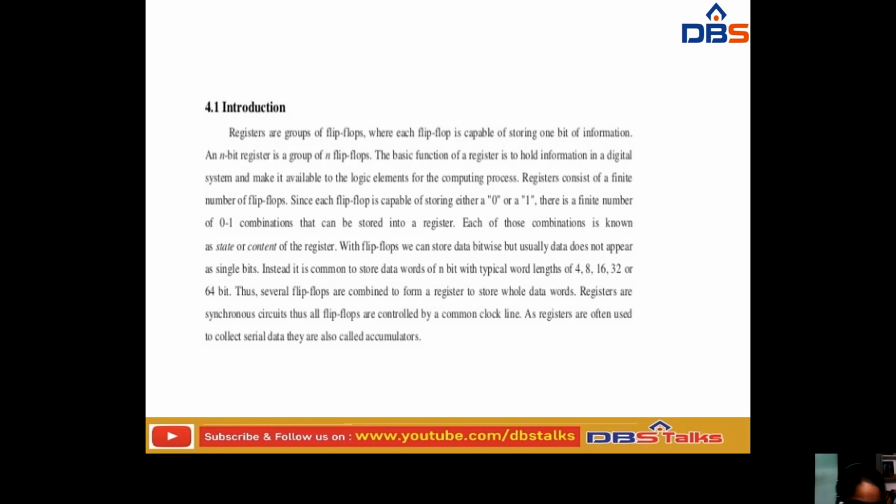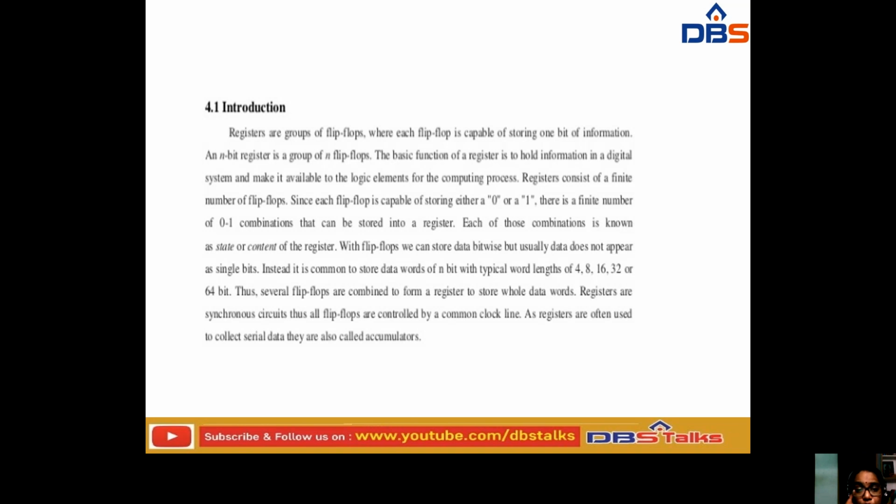So the logic elements that we are using for the computing process, for that computing, for the temporary storage, we are going to use registers. Registers consist of a finite number of flip-flops. Since each flip-flop is capable of storing either 0 or 1, there is a finite number of 0 to 1 combinations that can be stored in a register, and each of these combinations is known as a state or the content of the register.